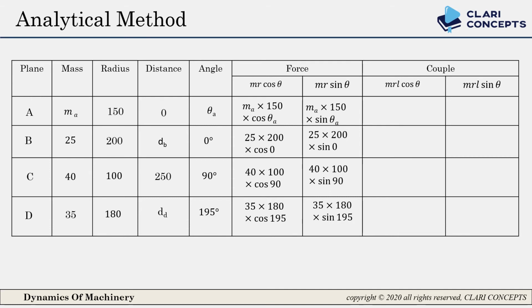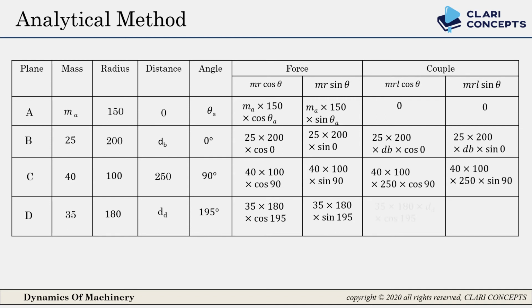Now talk about couple. Whenever you are talking about a couple, make sure the reference plane couple will be 0 and the plane B couple is 25 into 200 into dB into cos 0, because we don't know the distance between plane A to plane B. Now the sine component, such as we can write for the plane C and D. So here you can see the value of that.